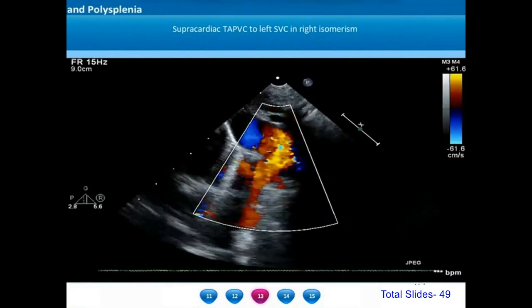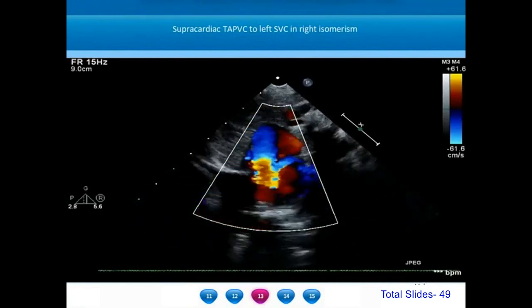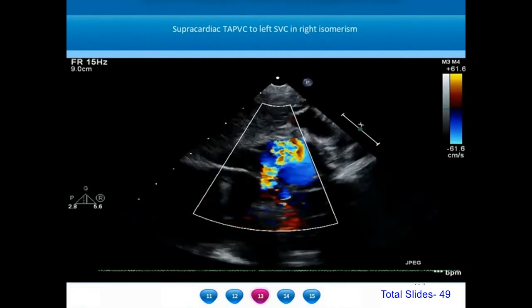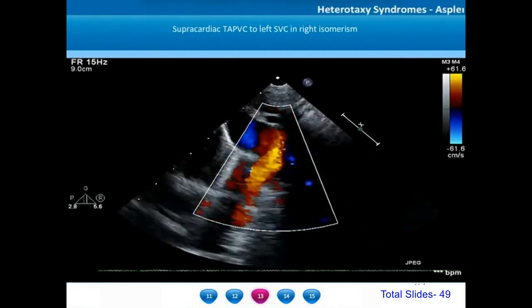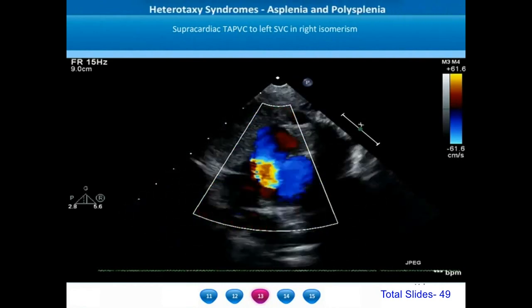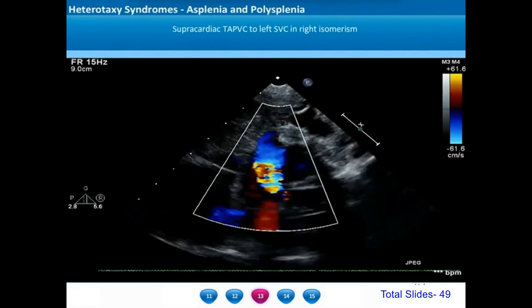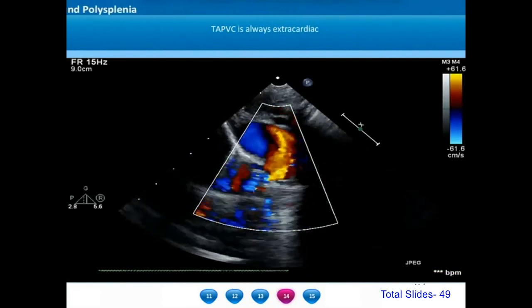This is a suprasternal view showing a right vertical vein and entry of the pulmonary venous common chamber through a right vertical vein into the right superior vena cava. Contrary to the previous example, here there is no obstruction to the pulmonary venous pathway. We can appreciate the right vertical vein draining into the right superior vena cava.